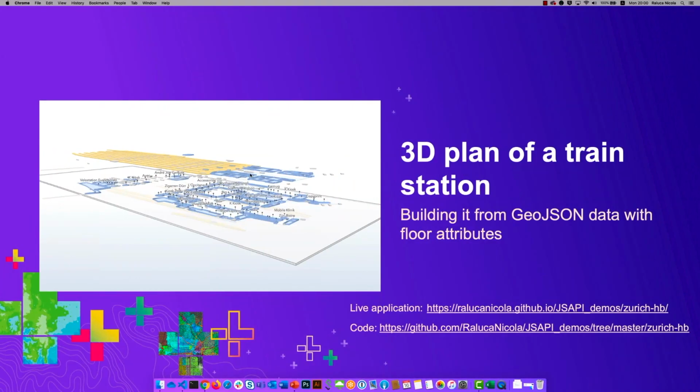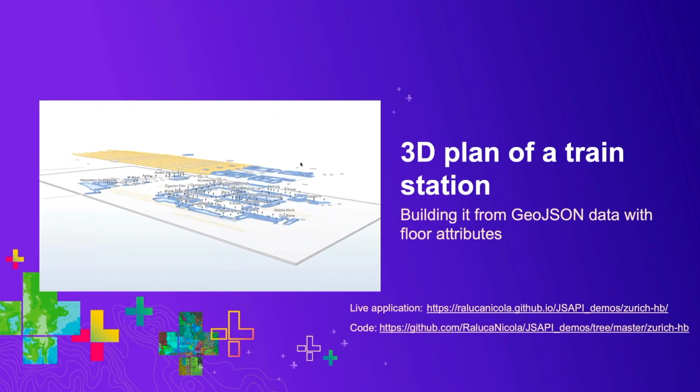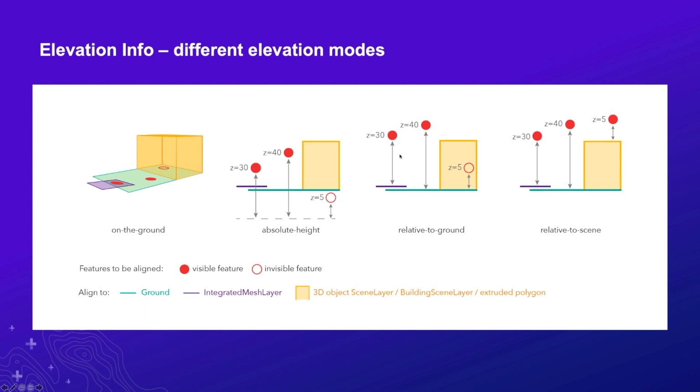So first of all, the elevation info. This is an important concept that comes in very handy when you work in 3D. So you can align features relative to ground, to integrated mesh, to scene layers, or to extruded polygon. There are 4 elevation info modes.